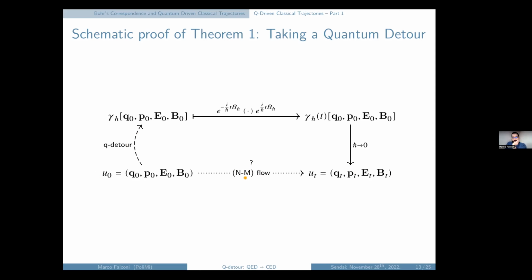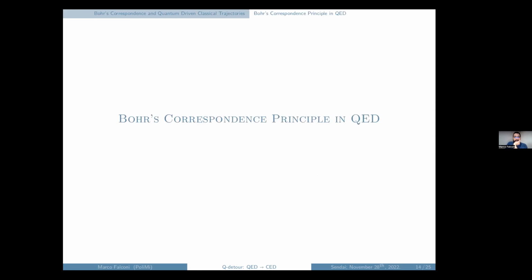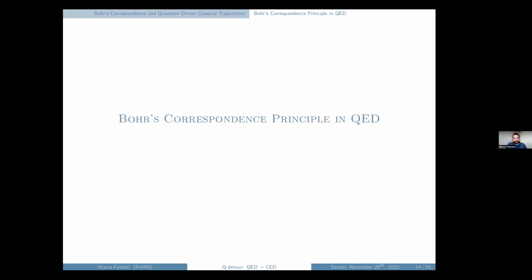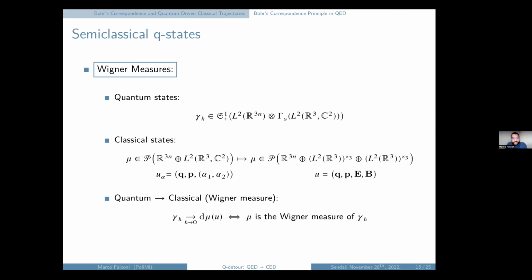I will try to tell you more details afterwards, but before doing that, let me go to the main ingredient of this theorem, that is this arrow here actually, or if you want this part. So being able to take the classical limit of this Pauli-Fierz Hamiltonian or Pauli-Fierz dynamics. And this is what we call the Bohr's correspondence principle.